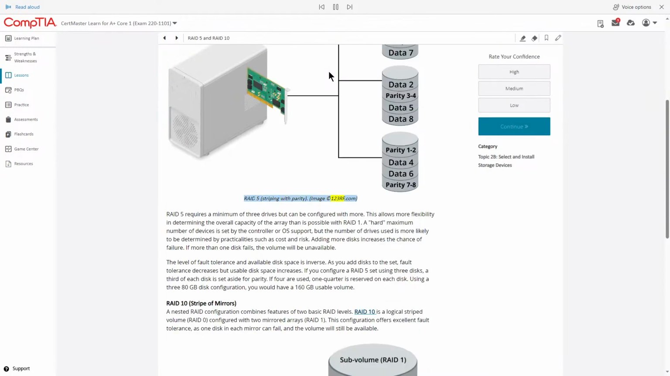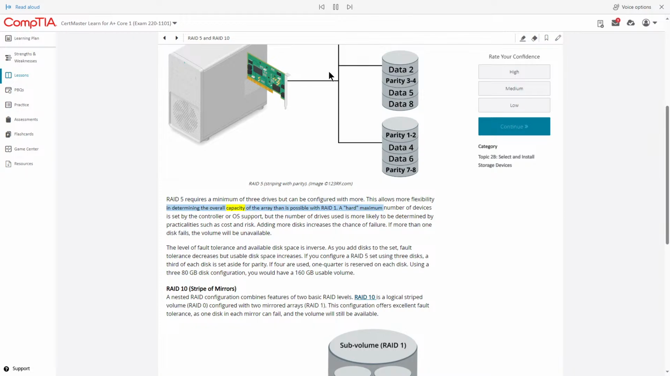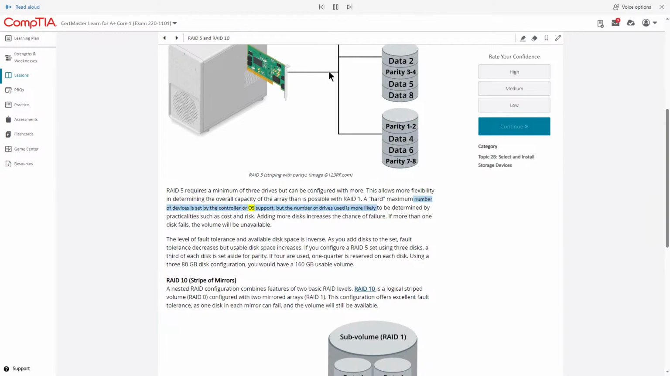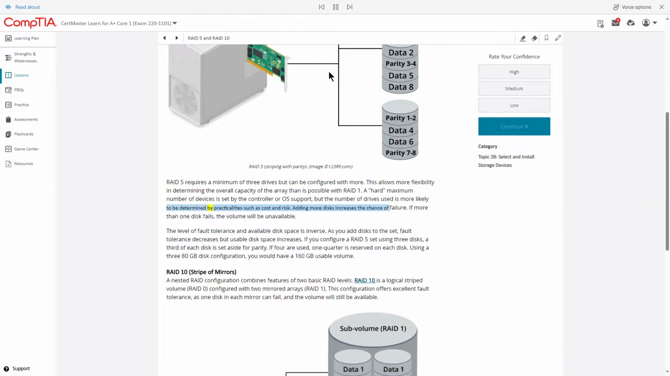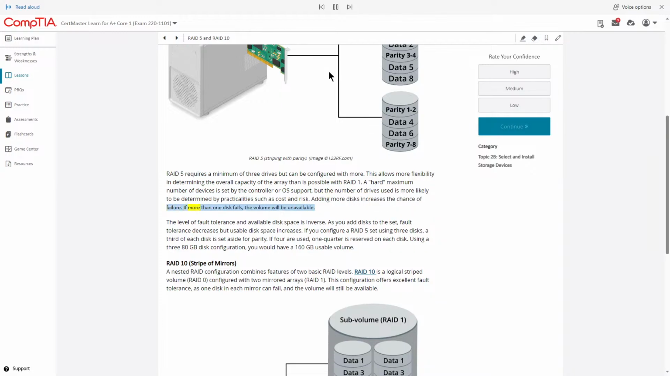Image copyright 123rf.com. RAID 5 requires a minimum of 3 drives but can be configured with more. This allows more flexibility in determining the overall capacity of the array than is possible with RAID 1. A hard, maximum number of devices is set by the controller or OS support, but the number of drives used is more likely to be determined by practicalities such as cost and risk. Adding more disks increases the chance of failure. If more than one disk fails, the volume will be unavailable.